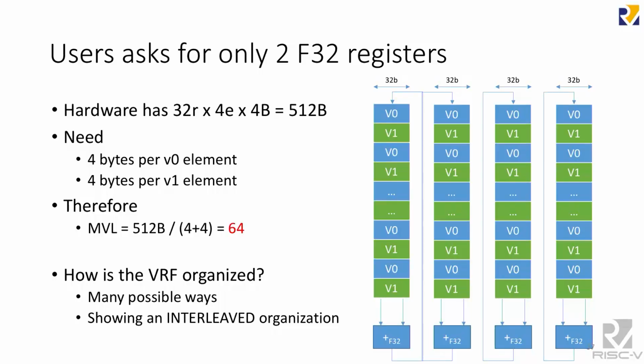So advanced vector implementations will actually go ahead and say, oh, software, you can process this loop 64 things at a time. Now, how is this organized? Well, many possible ways. For PowerPoint reasons, I chose to color them interleaved, right? But you can put them together any way you want. So I've decided that a possible implementation is to put 4 of V0, 4 of V1, 4 of V0, 4 of V1, right?